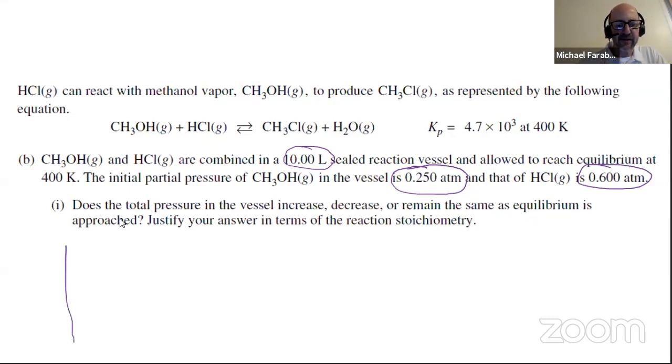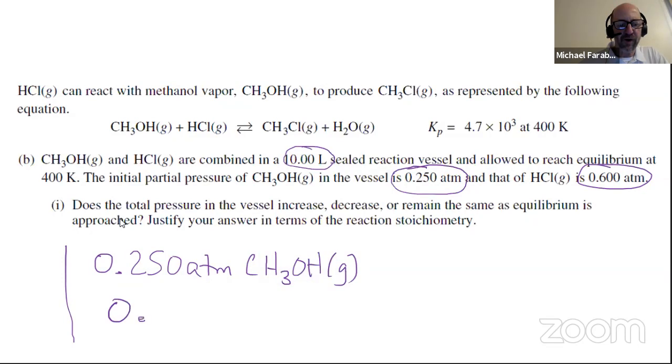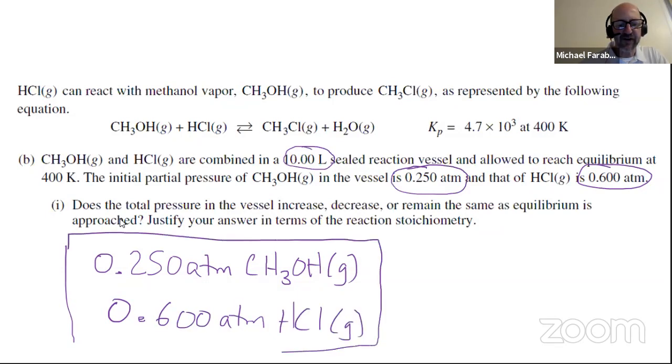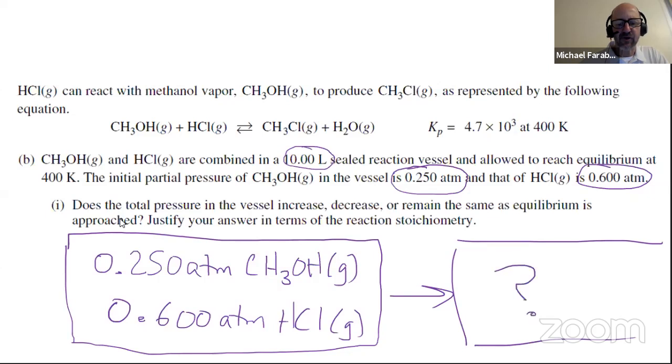So in this sealed vessel, we have 0.250 atmospheres for the methanol vapor. And then we have 0.600 atmospheres for the HCl gas. And again, this is all inside our reaction vessel. Does the total pressure increase, decrease, or remain the same as equilibrium is approached?